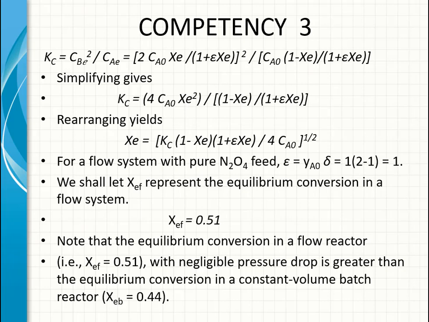And substituting the values, for N2O4 epsilon equals Ya0 times delta, and Ya0 is 1 and delta is 2 minus 1. So epsilon is going to be 1. Substituting all these values, we will get that X at equilibrium for a flow system is equal to 0.051, which is bigger than 0.044 for the batch reactor.